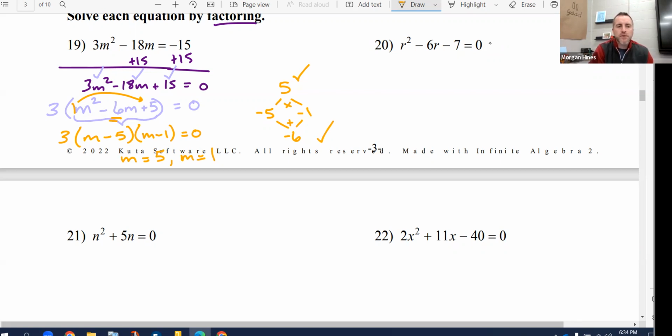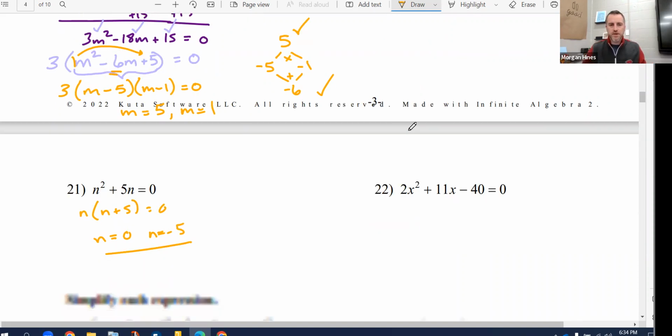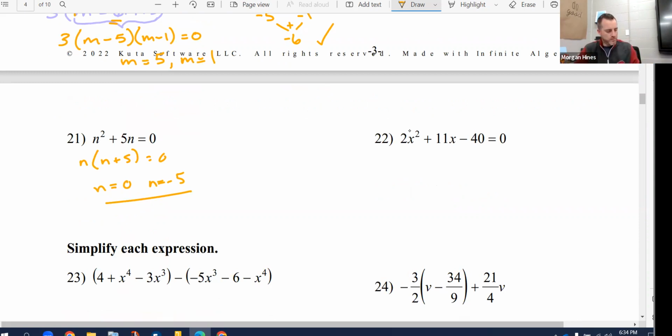I'm going to really quickly do 21. They have a common factor of n plus 5, n equals 0, n equals negative 5. That one was for free. Let's do 22 right quick, and then we'll move on.